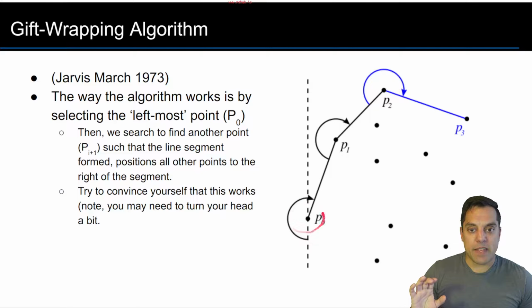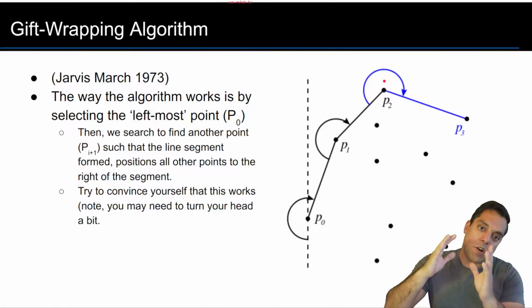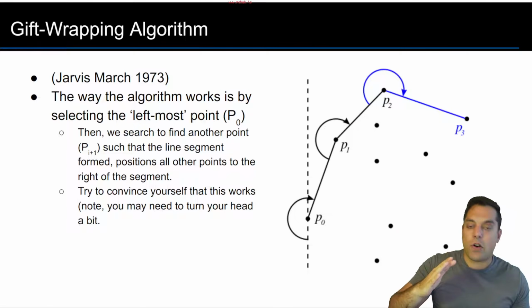So let's pick this point, P0. Then what I'm going to do is search for this point by testing the other points. And I see that everything's to the right of this. Then if I take this point and test the next, and you have to turn your head a little bit here, but if you align yourself with this line segment, you'll see that everything falls to the right of it.